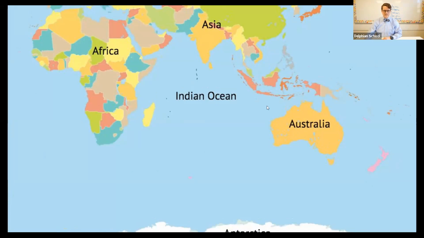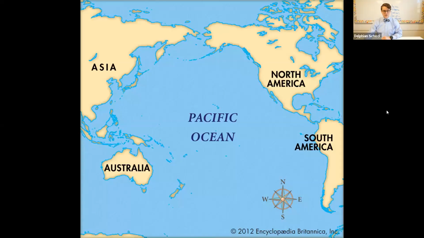Okay, lots of islands. Look at all these islands in the Indian Ocean. There's probably some really cool animals and some really cool plants and trees on those islands. Next, we've got the Pacific Ocean. This is my personal favorite because, I don't know, I just think it's really cool.